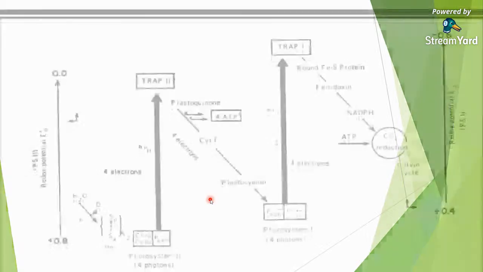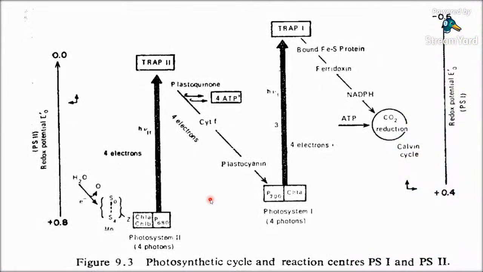So we will see now photosystem 1 and photosystem 2. These are the photosynthetic cycles and the reaction centers, called photosystem 1 and photosystem 2. As you can see, this is photosystem 1 and this is photosystem 2. Sorry, this is photosystem 2, here it is mentioned as 2. The reaction center for photosystem 2 is P680, and the other one is photosystem 1, for which the reaction center is P700.